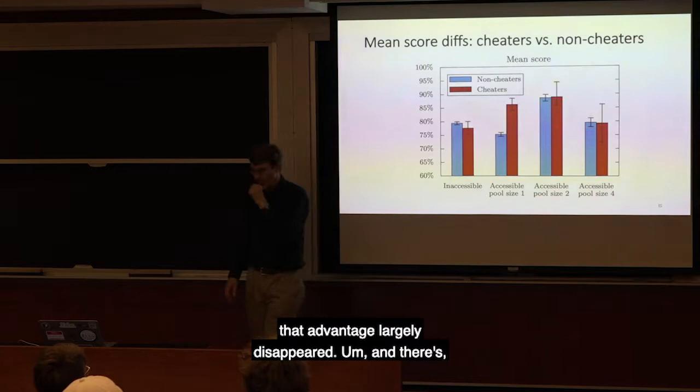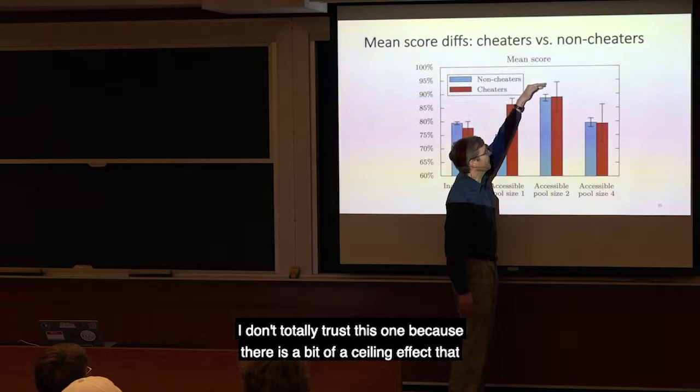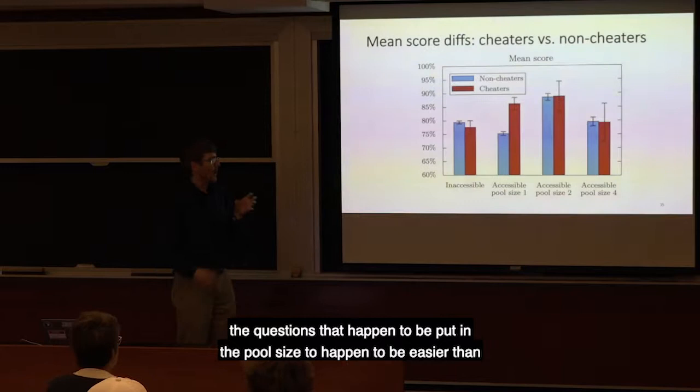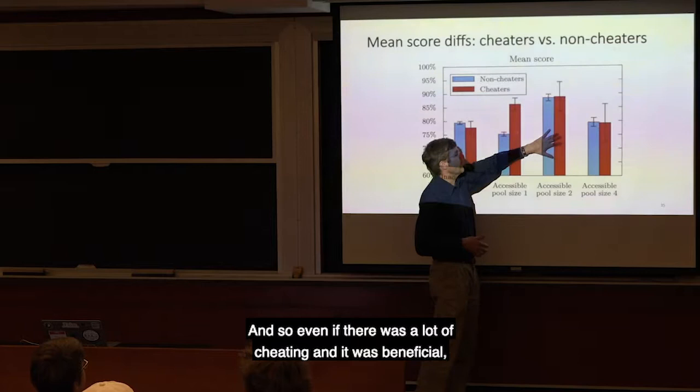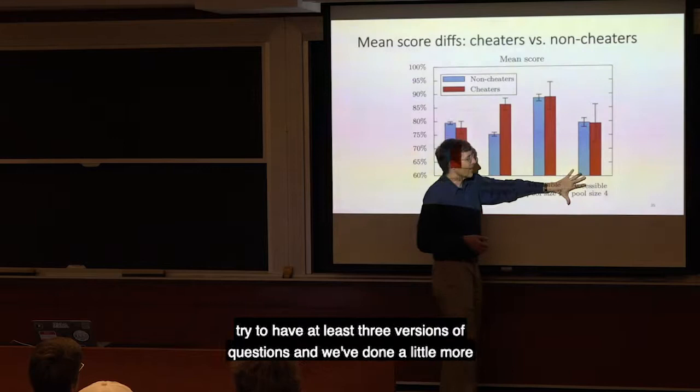I don't totally trust this one because there is a bit of a ceiling effect: the questions that happen to be put in the pool size 2 happen to be easier than the other questions. So even if there was a lot of cheating and it was beneficial, there's only so much better they could do. So we tend to say, try to have at least 3 versions of questions.